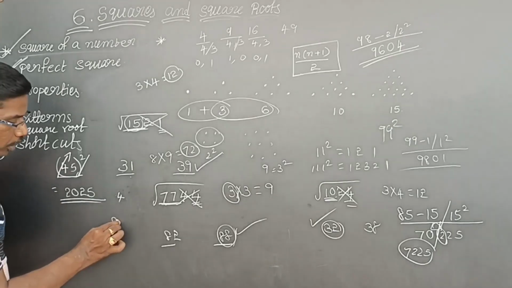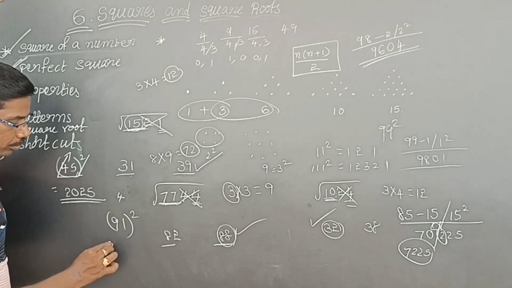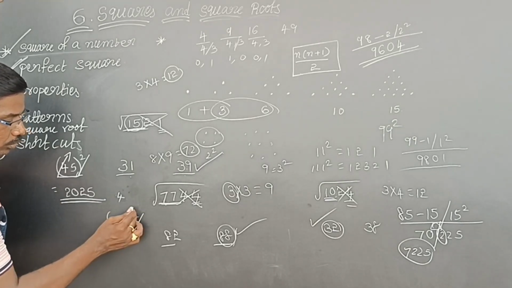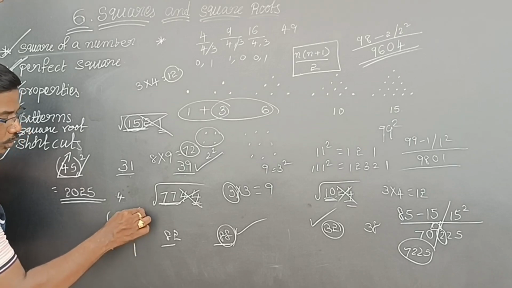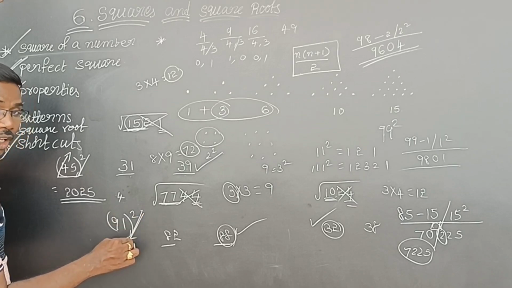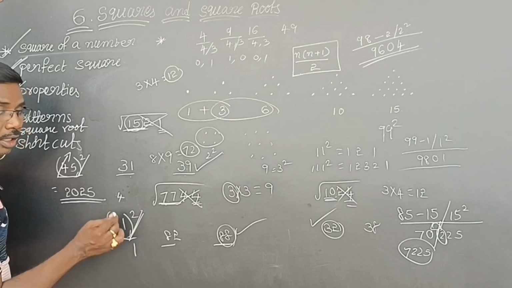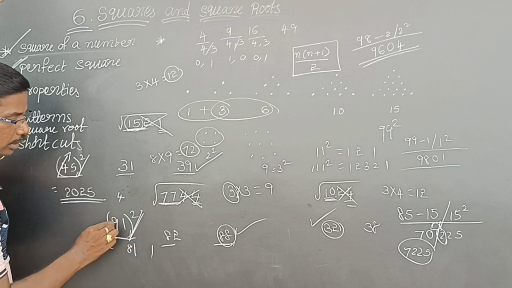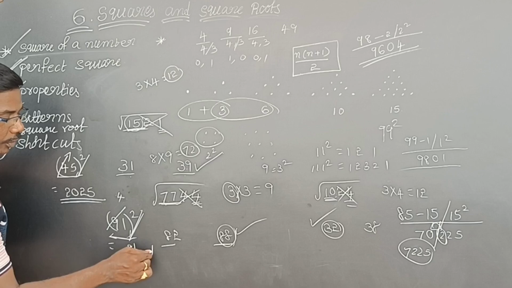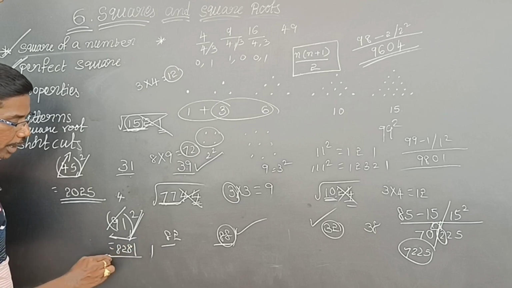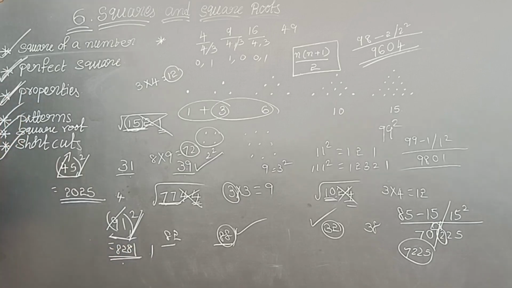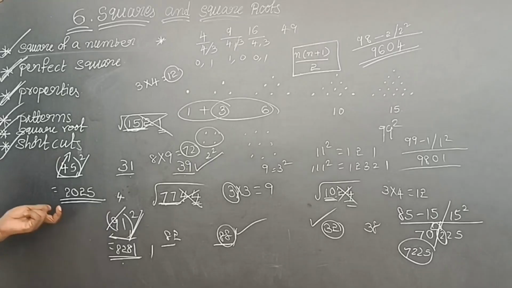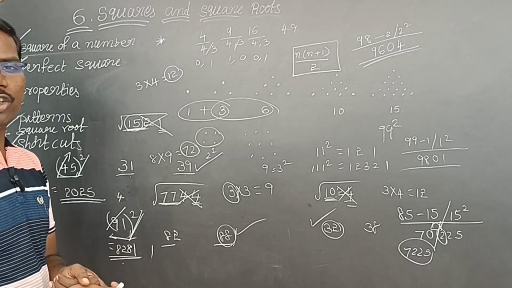You do one more, sir. Okay, I'll do 91 squared. So 1 squared is 1. Next, 1 into 2: 1 2s are 2. 2 9s are 18, so 1 will be carried. Next, 9 squared is 81. 81 plus 1 is 82. So the answer is 8281. So 8281 is 91 squared. Like that you can do any square number very easily with this method.